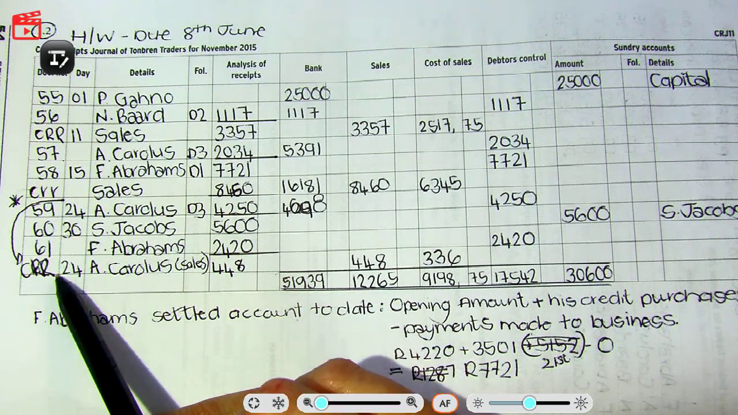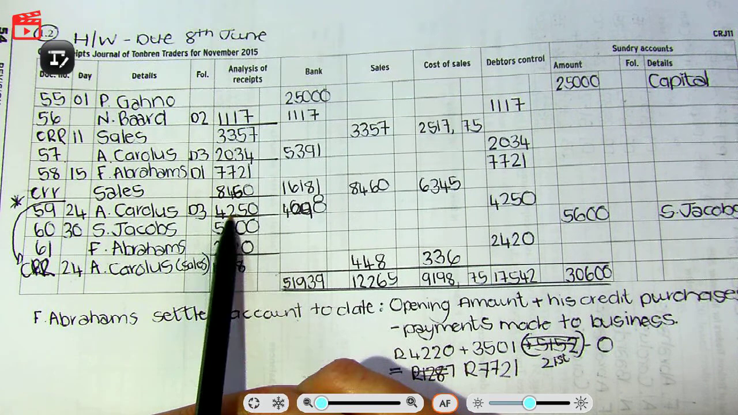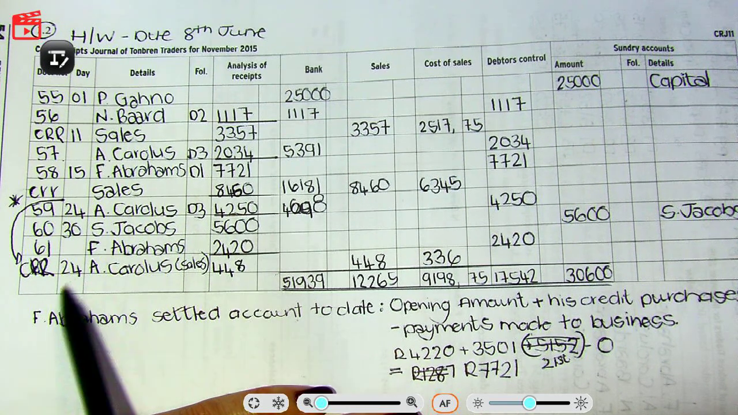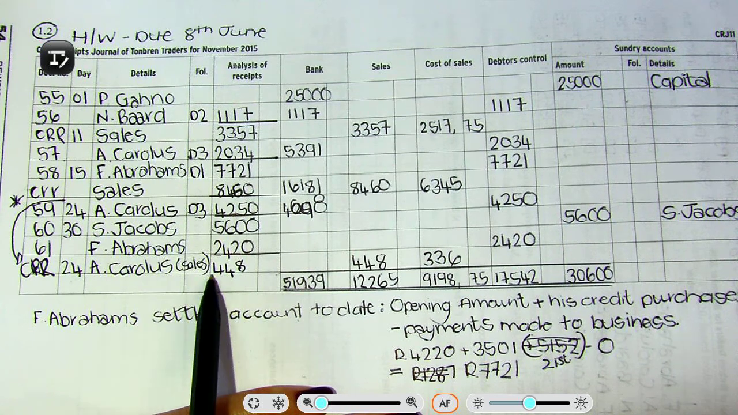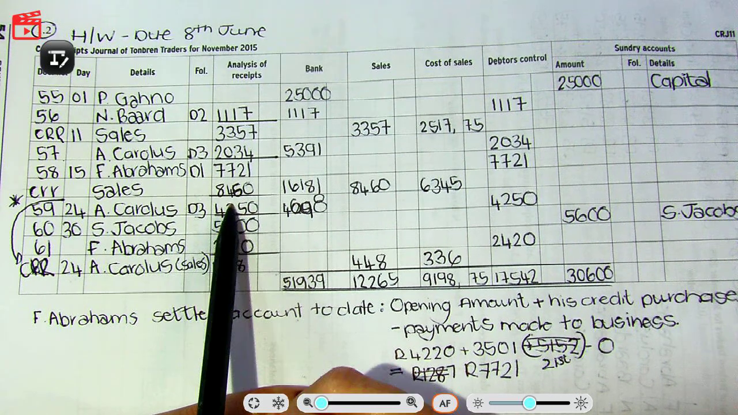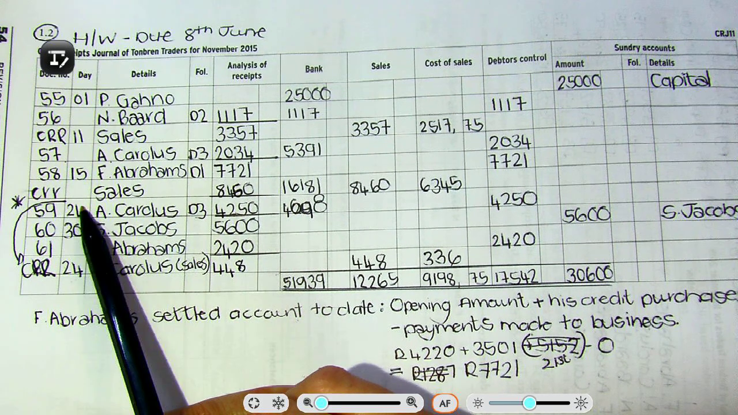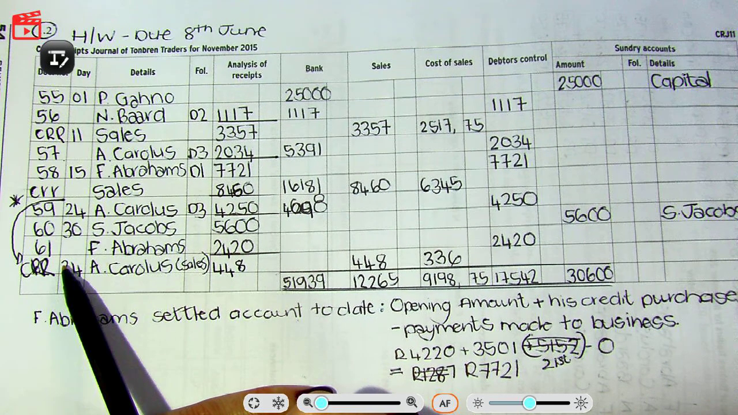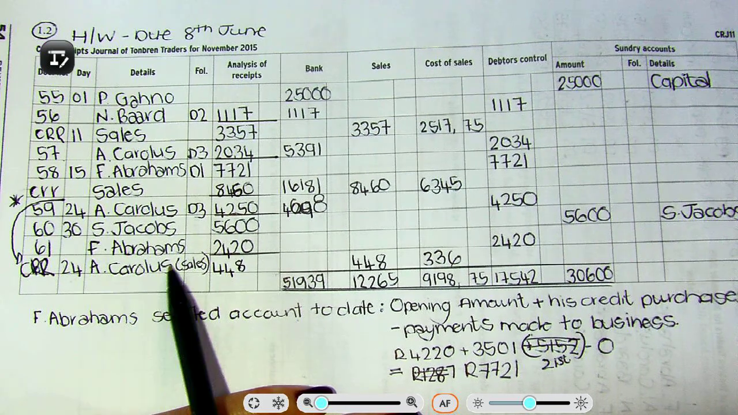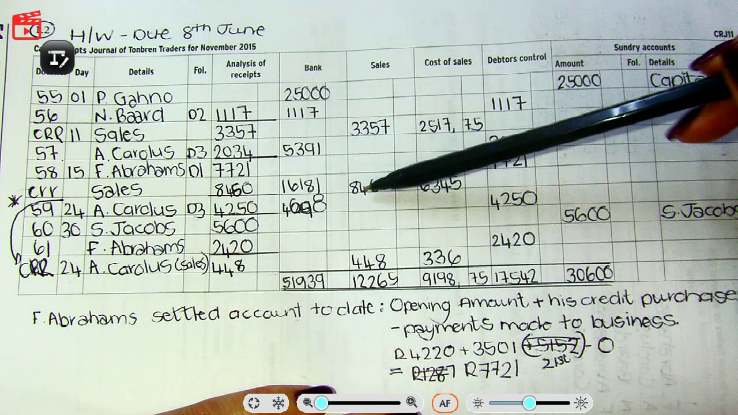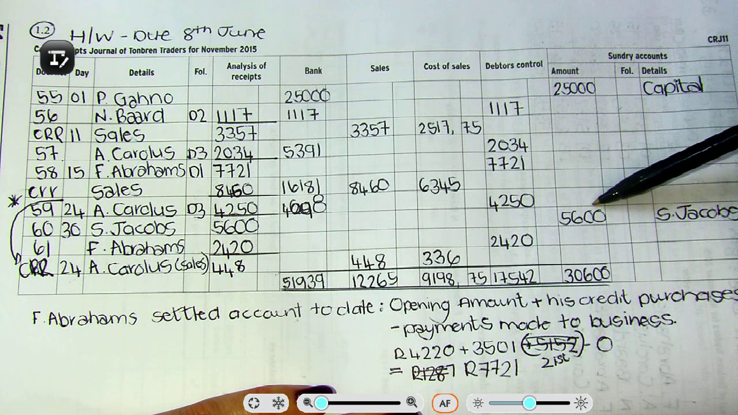We received money from A. Carlos for his debt, 4,250. And we also did cash sales to A. Carlos for 448. So those two amounts added together give me 4,698. Sorry, I had made a mistake and realized only at the end that I skipped a transaction. That's why it's at the bottom. Okay. S. Jacobs, I received 5,600 Rand from S. Jacobs. I'm sure this shouldn't say S. Jacobs.